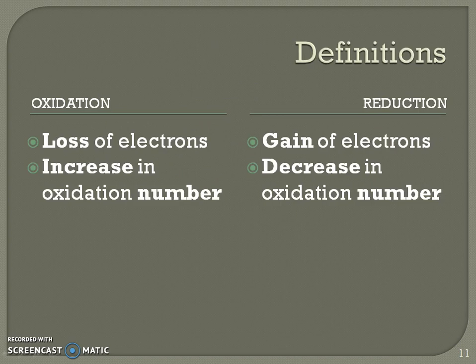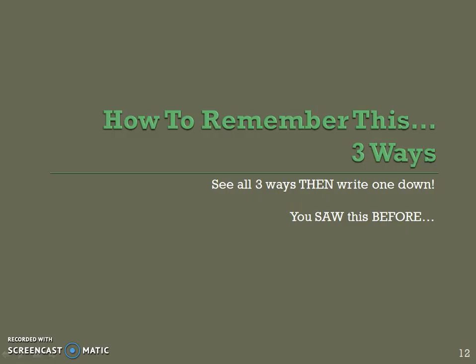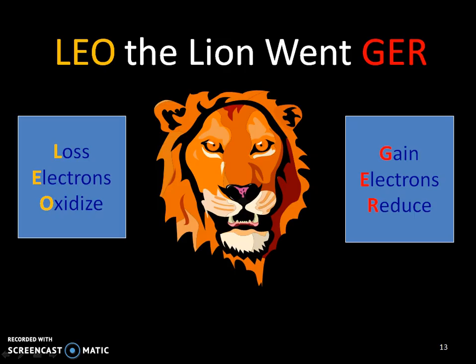So what's the difference between oxidation and reduction? Again, review from section 4.4. Oxidation is the loss of electrons. In other words, you're increasing that oxidation number. Reduction is gaining of those electrons, and you're decreasing that oxidation number. So remember, we talked about 3 different ways that you can memorize this. So you can do Leo the Lion Went GER.